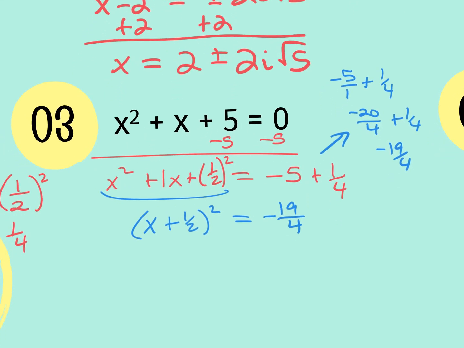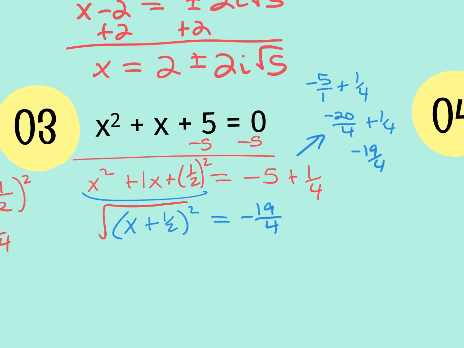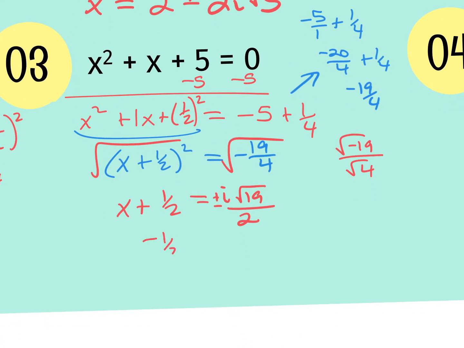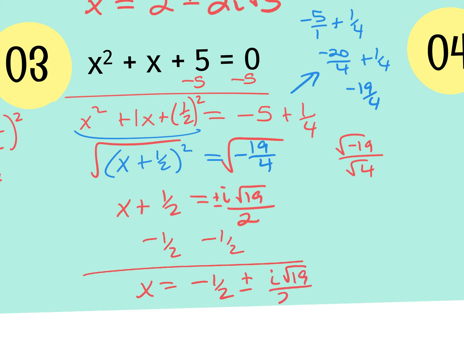And now I can apply the square root method. So square root this side, x plus 1/2 comes out. I could treat this as two different radicals, like the square root of -19 over the square root of 4. So this becomes plus or minus i square root of 19 over 2. I need to move the 1/2. X equals -1/2 plus or minus i square root 19 over 2.